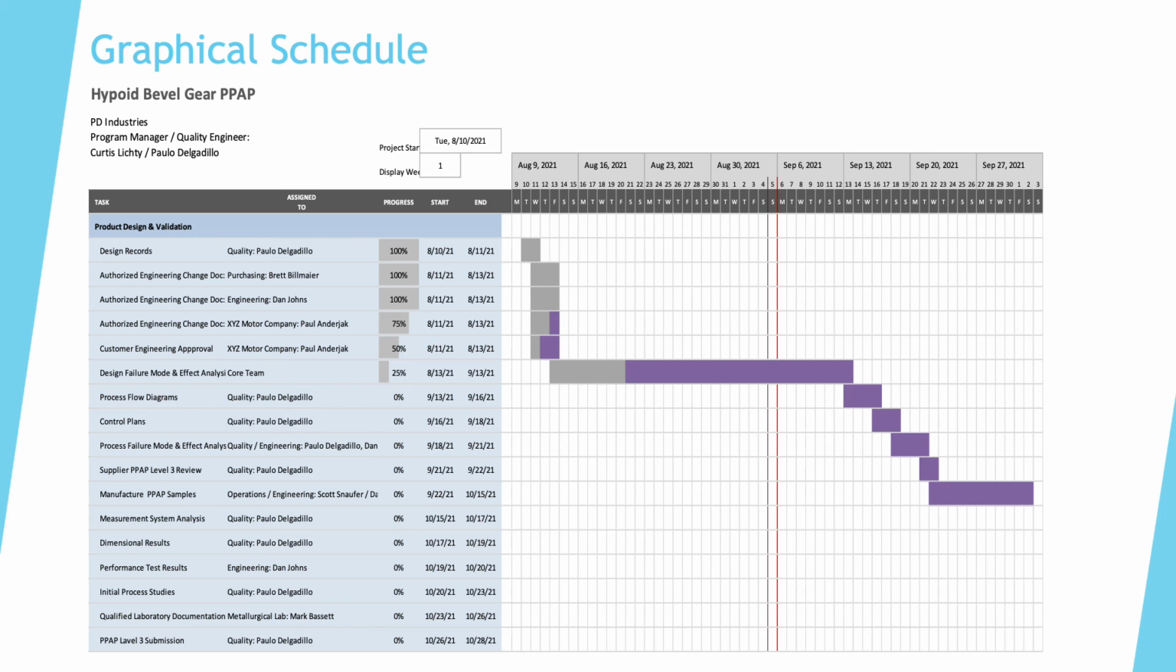The chosen graphical schedule for this project was a Gantt chart, where you can see our project initiated on 8/10. Authorized engineering change documents were completed by our purchasing group on 8/13. Our engineering also completed their review on 8/13. Our customer is in the process of reviewing these documents. Our core team is in the process of completing the DFMEA, and you can also see the timeline for the rest of the elements.